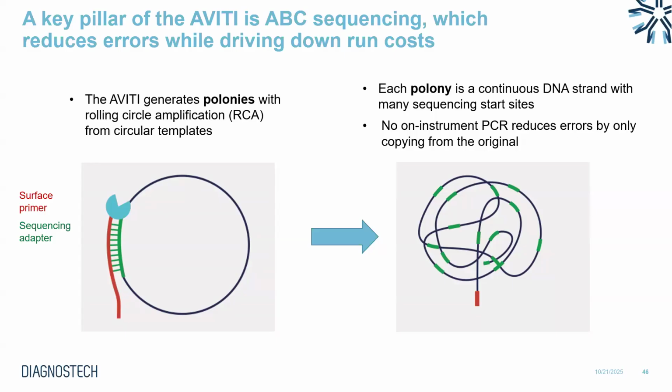And with rolling circle amplification, we make around 1,000 copies on the flow cell without onboard PCR. So these copies are only made from the original template, and this eliminates compounded PCR error and improves sequencing accuracy. It also reduces artifacts such as index hopping and optical duplicates. And then after amplification, each colony is a continuous DNA strand that collapses into a ball with many sequencing start sites in close proximity.